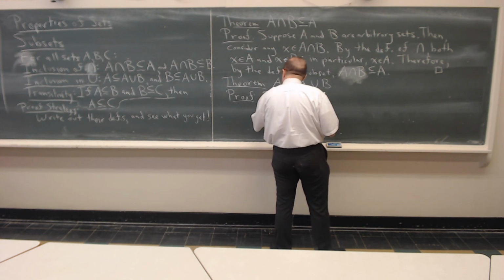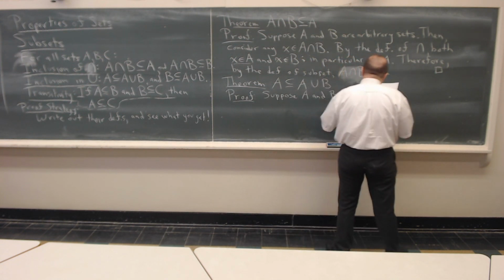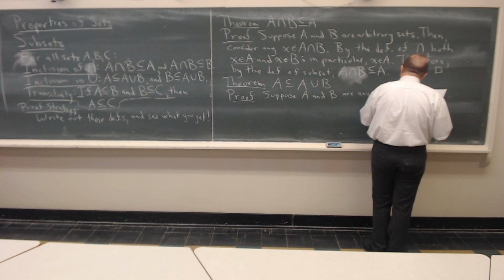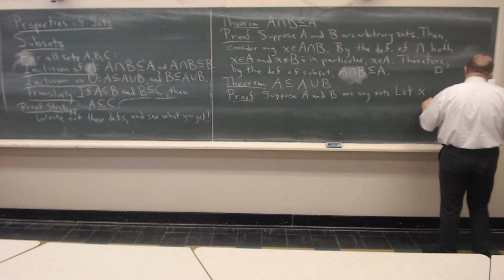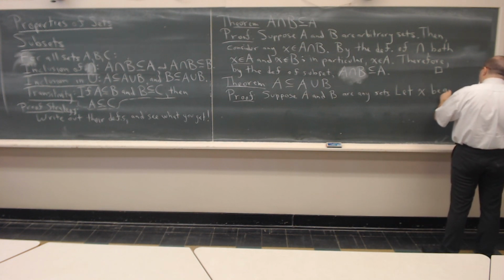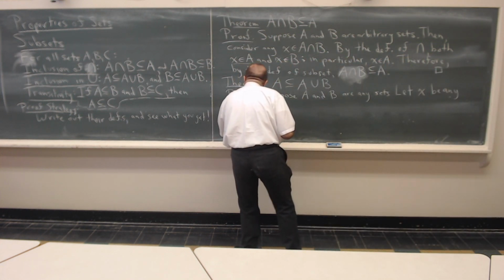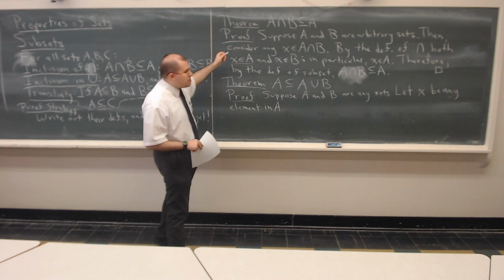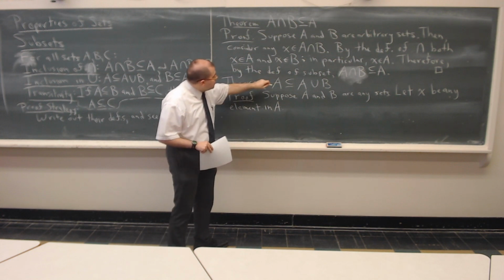So I'm going to do the same thing I did before. Suppose A and B are any sets. Let x be any element in A. So I'm just doing the same thing, it's the same setup here. I'm just considering any arbitrary element that's in the set here, just like I did up here.